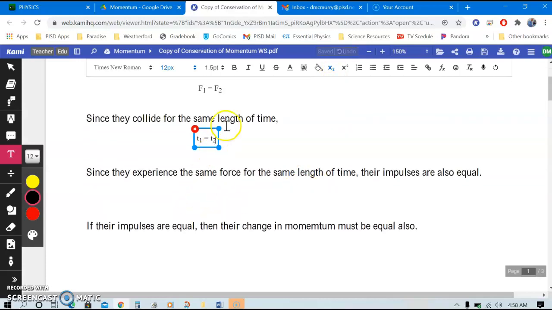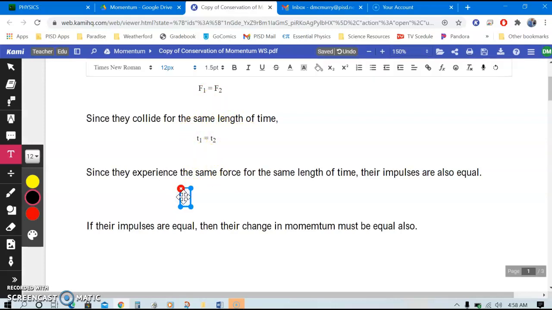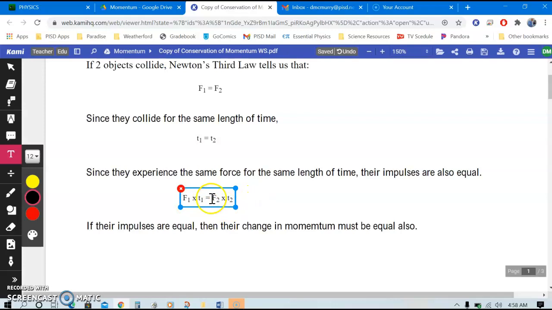So if they experience the same force for the same length of time, their impulses are also equal, which means we can say the impulse of the first one, force 1 times time 1, is equal to force 2 times time 2. That should be a capital F there, but we'll change that. Basically, the impulse on one object is equal to the impulse on the other object.